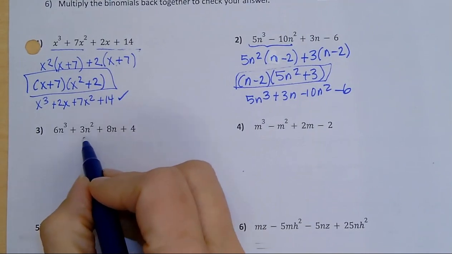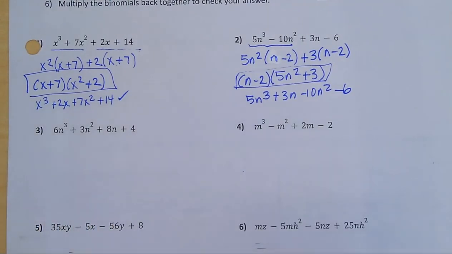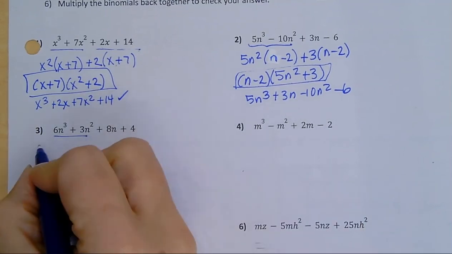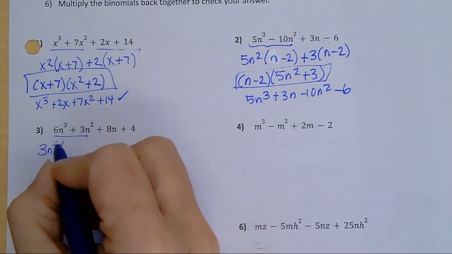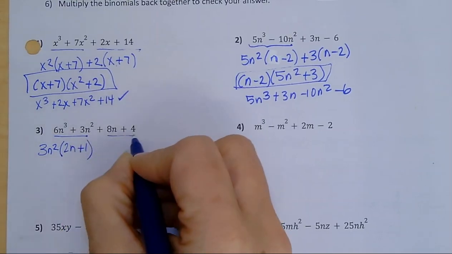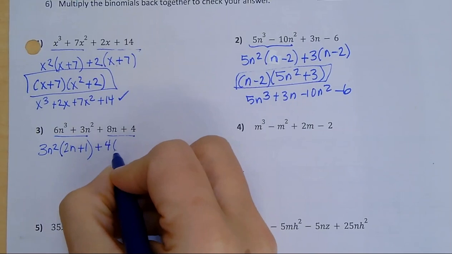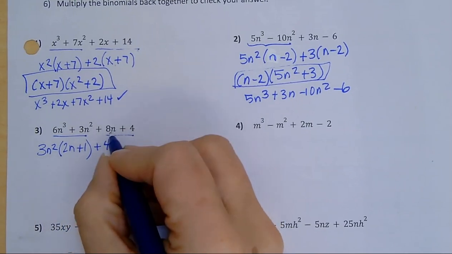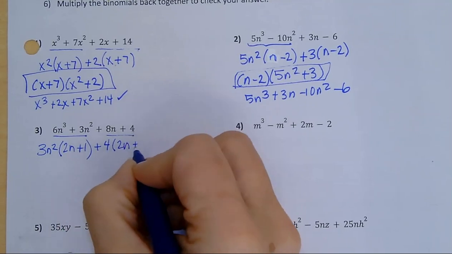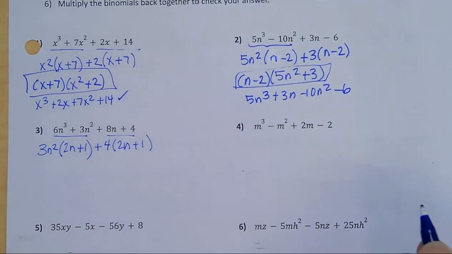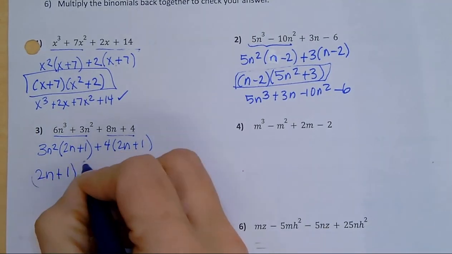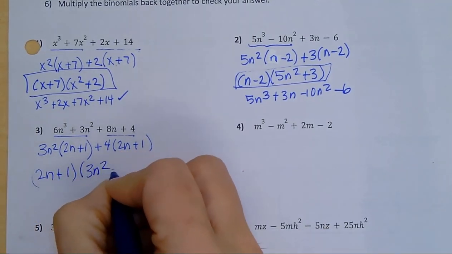Okay, let's see what we can do here. 6n cubed, 3n squared, 8n, 4. I don't see any common factors. So pull from here. I'm going to take out 3n squared, and I still have 2n plus 1. Pull from here, I'm going to pull out 4, and I'm going to be left with 8n divided by 4 is 2n, 4 divided by 4 is 1. All right, 2n plus 1 times 3n squared plus 4.